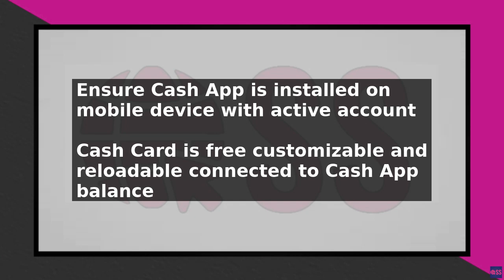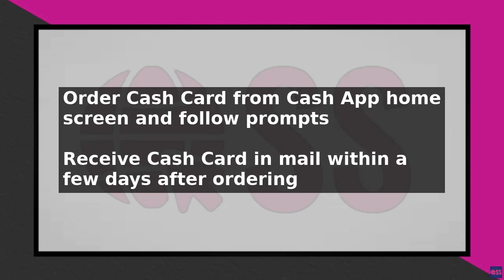First, you need to order your Cash Card from within the Cash App. To do this, tap the Cash Card tab on your Cash App home screen. Then follow the prompts to order your card. Once you have ordered your card, it will be mailed to you, and you will receive it within a few days. After receiving your Cash Card, you will need to activate it.